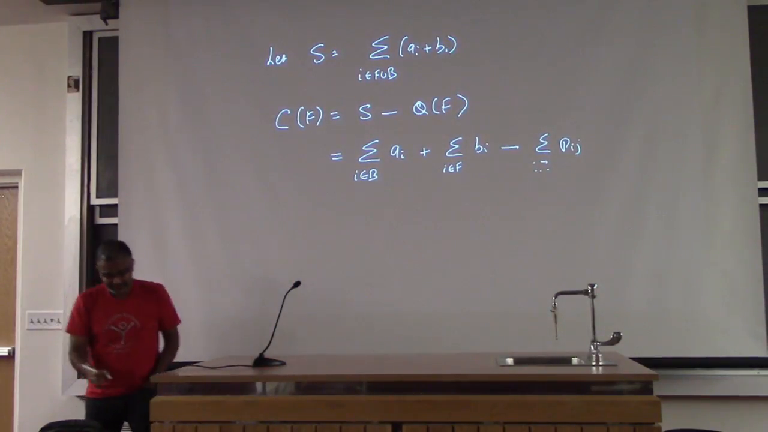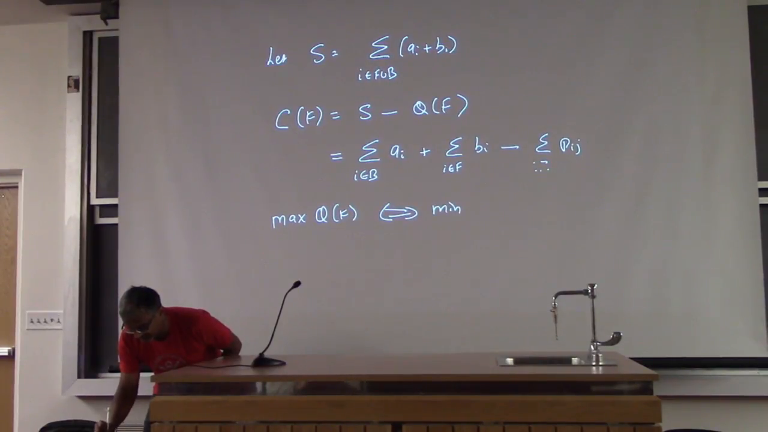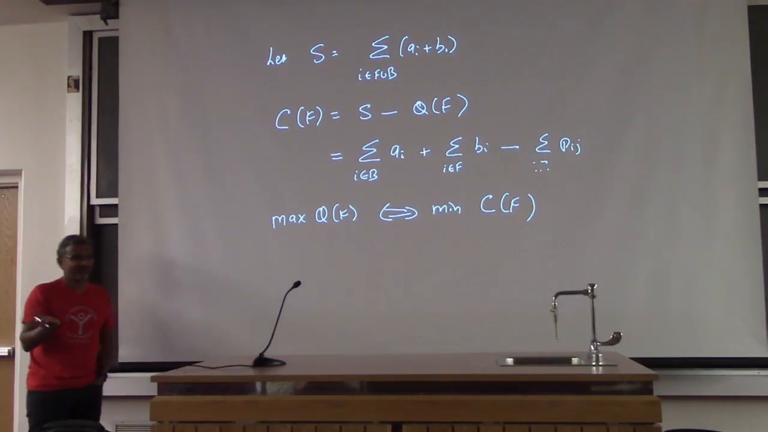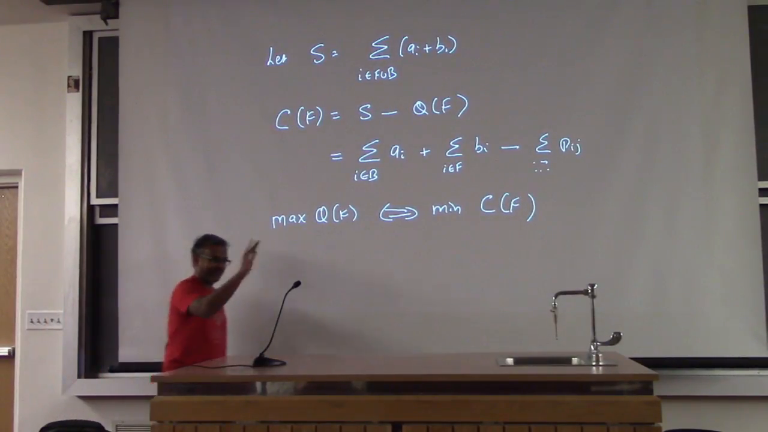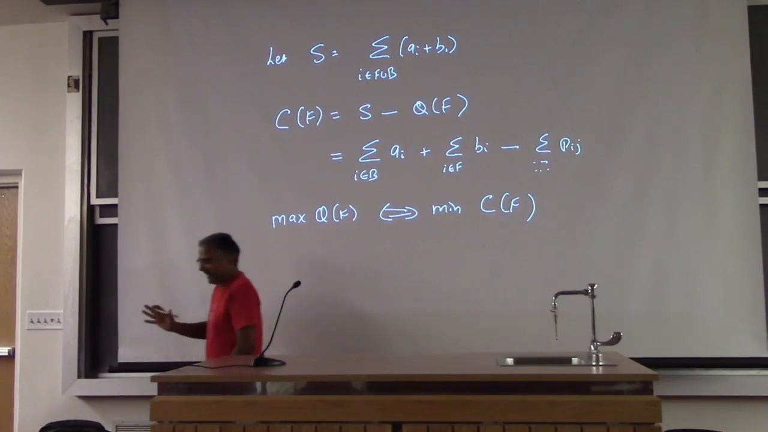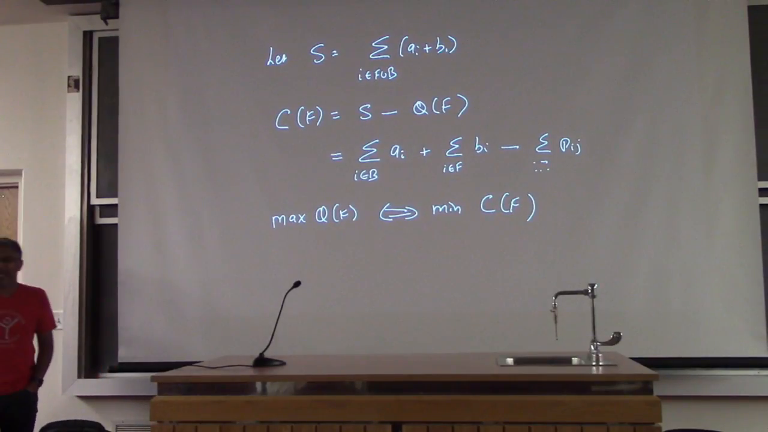So now clearly, maximizing QF is the same problem as minimizing CLF, because S is a constant. This goes back to exactly what you just said. So now we have something where we want to find a set and we want to minimize something associated with that set. So now we're feeling a little bit happier about this.